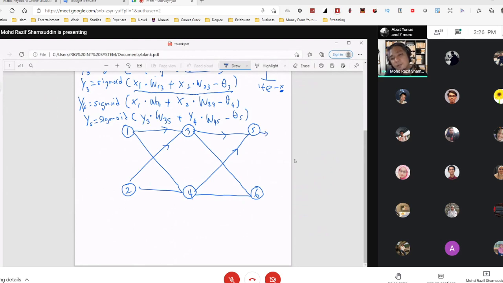So if you have two output neurons, you need two labels. All outputs of the neural network must have a label so that you can calculate the error. So error again is calculated as y desired minus y actual. So you have error 5 and error 6. In order to update the weight 3, 5, and weight 4, 5, you need to find the error gradient first.